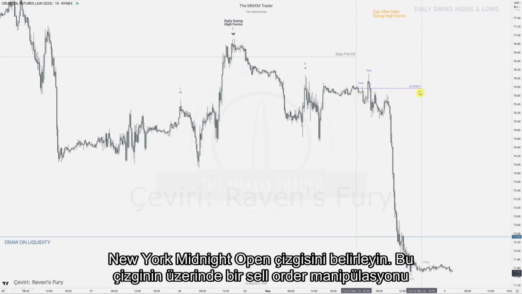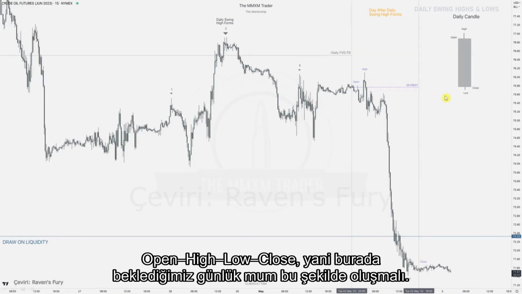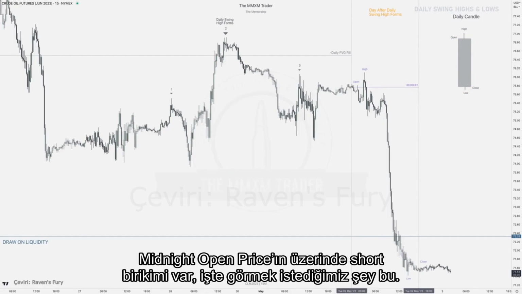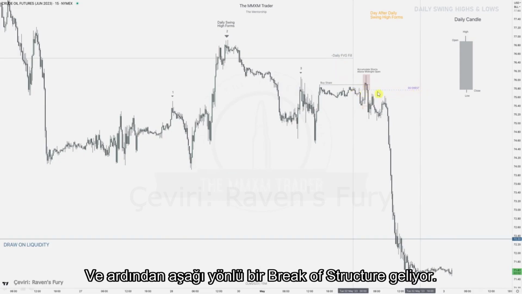So draw out your New York midnight opening price. We want to see a manipulation or accumulation of sell orders above this New York midnight price line, right? How does that look like? Open high low close, right? So this is the daily candle we are anticipating to form. Over here we've got that accumulation of shorts above that midnight opening price, right, over here. This is what we want to see, and then we've got that break of structure lower, right?